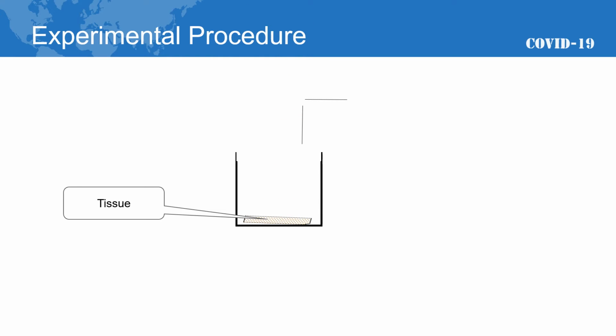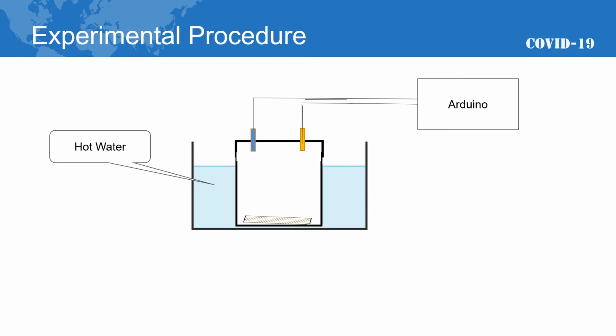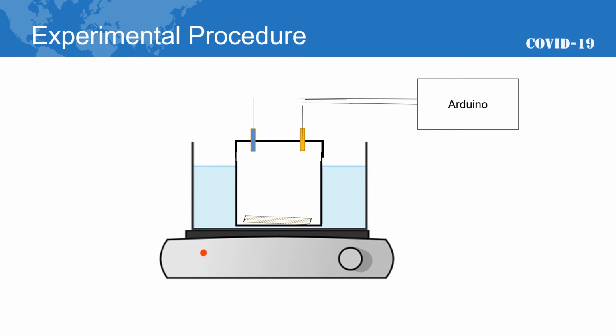Moving on to the experimental procedure, we're going to explain how we conducted our trials. First, we're going to place a piece of tissue inside of an empty chamber. Next, we're going to add droplets of water on top of that tissue and then close that chamber and place the humidity and temperature sensors as seen. Next, we're going to place the chamber inside of a hot water container at room temperature and then heat that water using our heat source. All the results are going to be read by the Arduino and transferred to Excel.